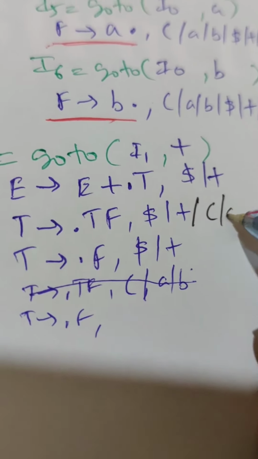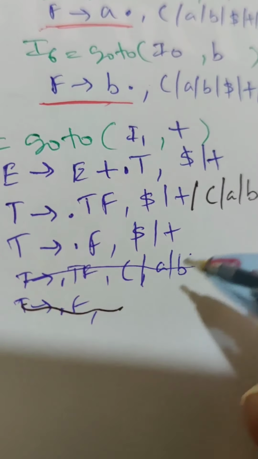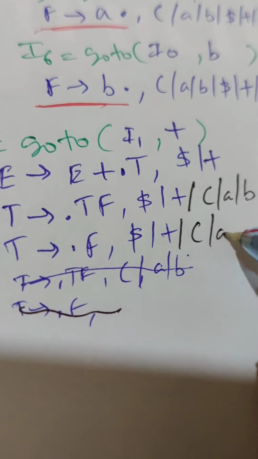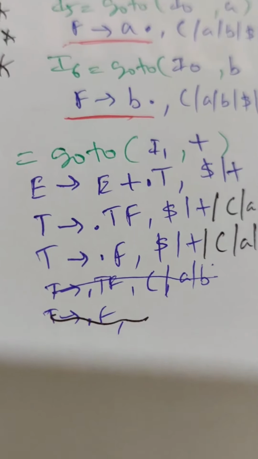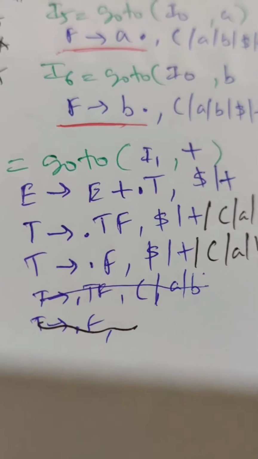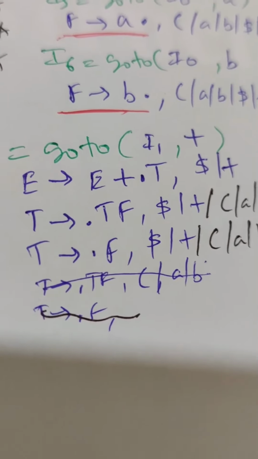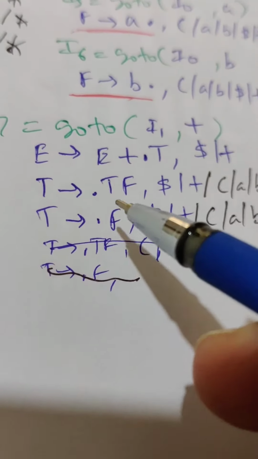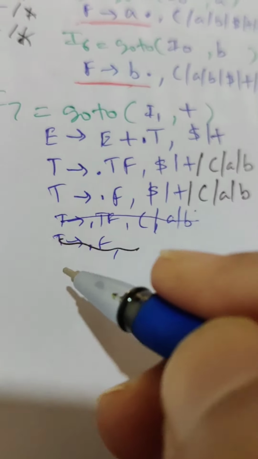opening bracket or A or B. Same thing for this one: it can be opening bracket, A, or B. If you want, you can write it again and verify my lookaheads against your answer. Now next, after dot T is over, what you have is after dot is F. So let's write the rules of F now.